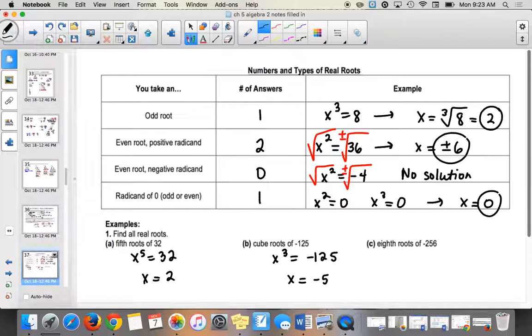The eighth roots of negative 256. So if I have x to the eighth equals a negative number, can that happen? No, so this is a no solution. Do you guys see that? You can't have a number multiplied by itself a total of 8 times equaling a negative number. We can do b because it's a cube root, right? So if you have a negative 3 times, it's okay. But if you have a negative 8 times, it would end up being positive.